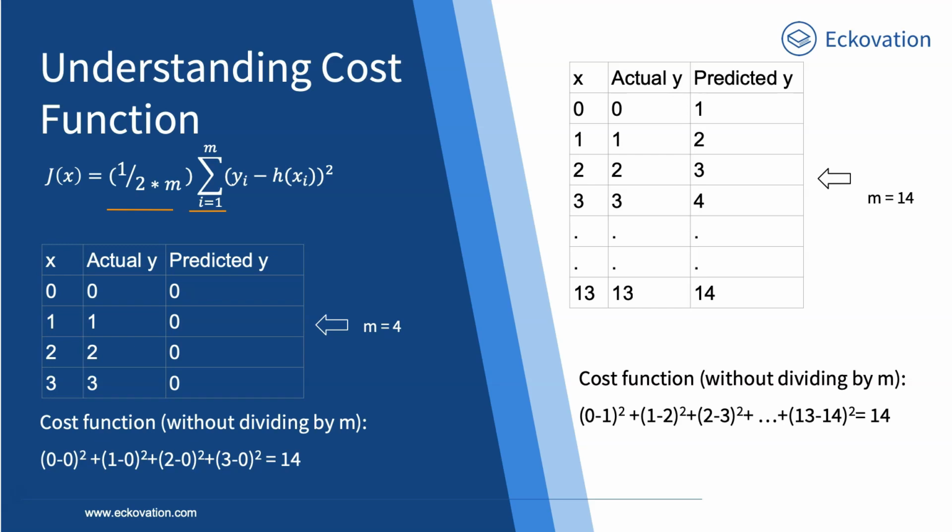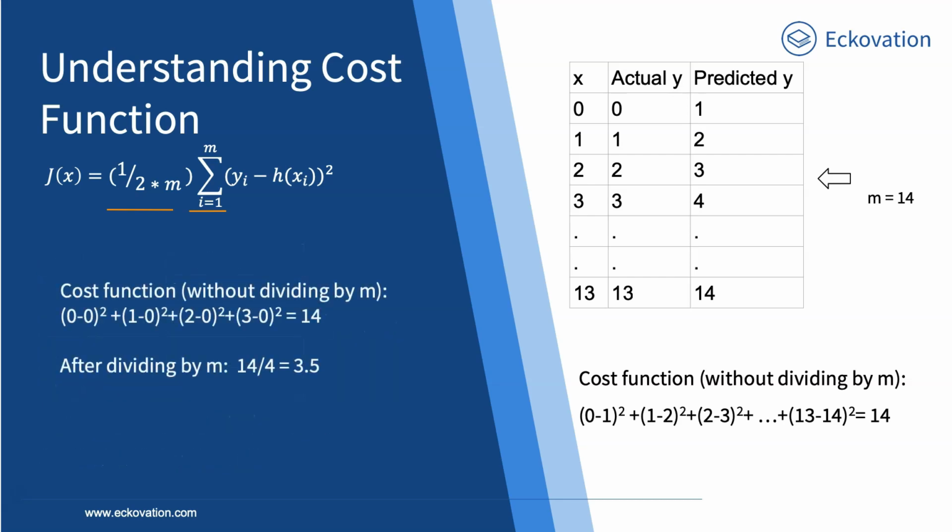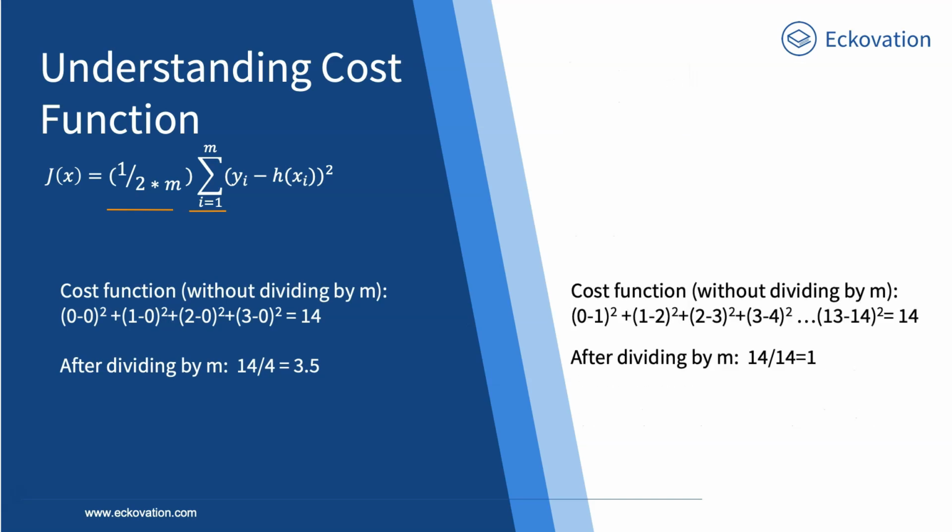Now let's divide the cost function by the number of samples. The cost of the first data frame becomes 14 by 4, that is 3.5. The cost of the second data frame will become 14 by 14, that is 1. Now we can at least figure out that the second model was better than the first one. That is why we prefer to divide the cost by the number of samples. It gives a more accurate picture of model performance.